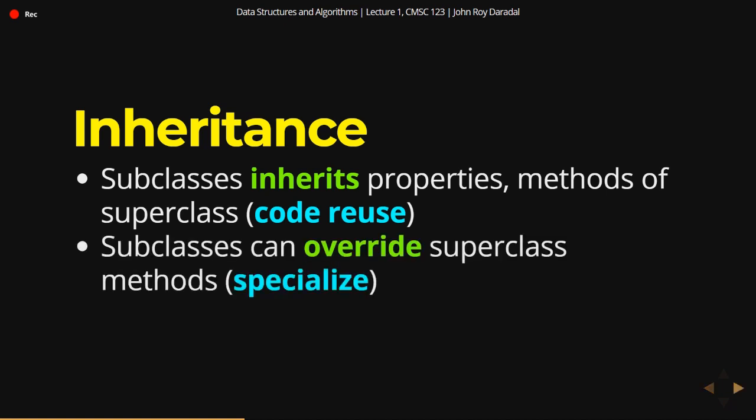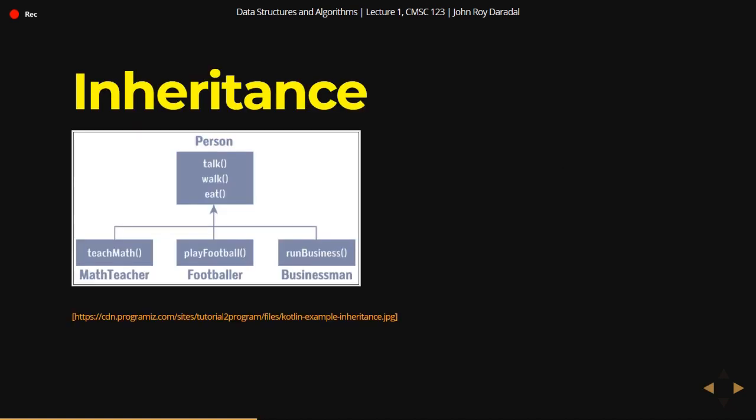Another thing that the subclass can do is override the methods of the superclass. It could also specialize some of the methods, especially if it does it differently from the way that the superclass does it. Okay, so let's see a concrete example of that.